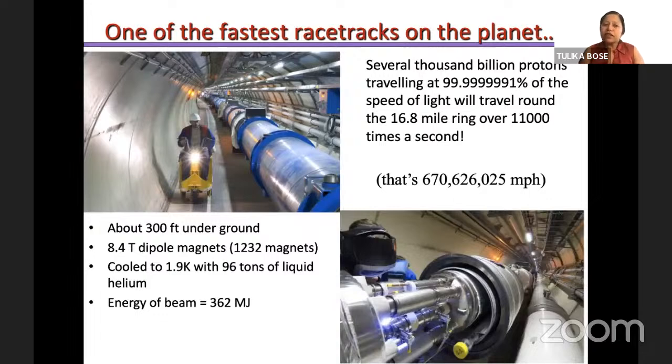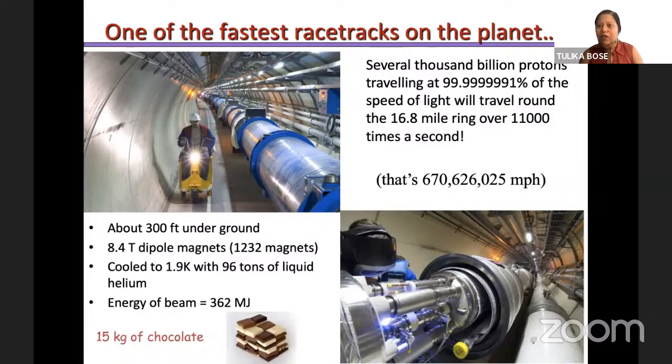This is about 300 feet underground. We have about 1,200 magnets that are responsible for bending the beams and making them collide. And it's cooled to about 1.9 Kelvin, so that's almost like being in outer space. The energy of the beam is about 362 megajoules, which may not sound surprising, but it is when you compare it to an equivalent amount of TNT, which is about 90 kilograms of TNT. And what I personally found very scary, because of my fondness for Swiss chocolate, was 15 kilograms of chocolate. So there's a lot of energy in that beam.